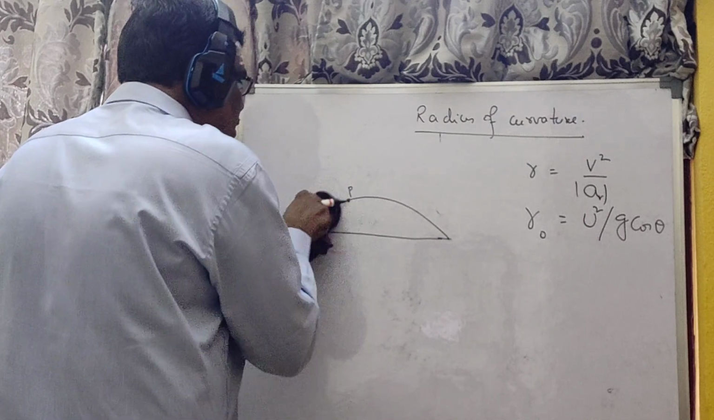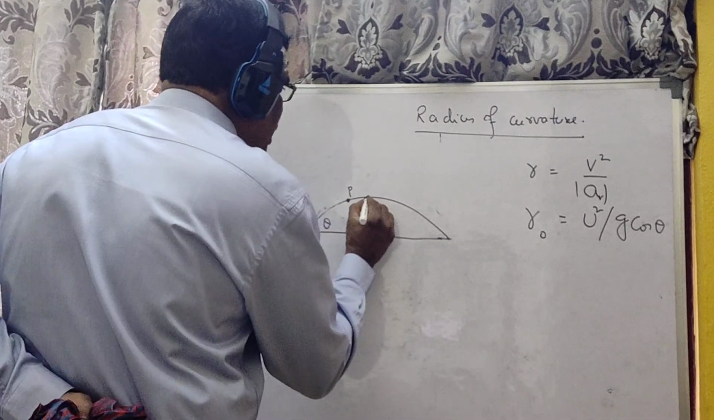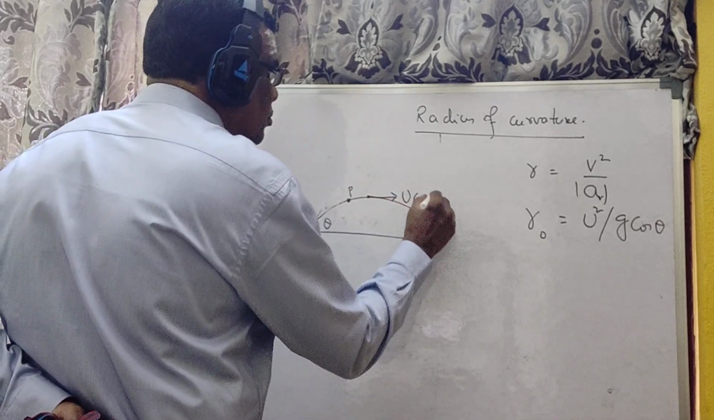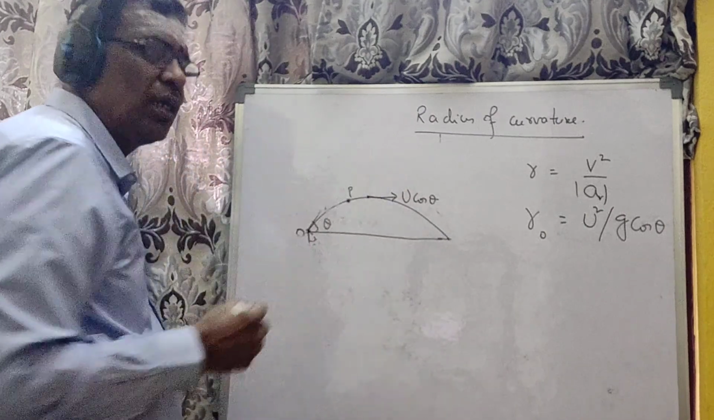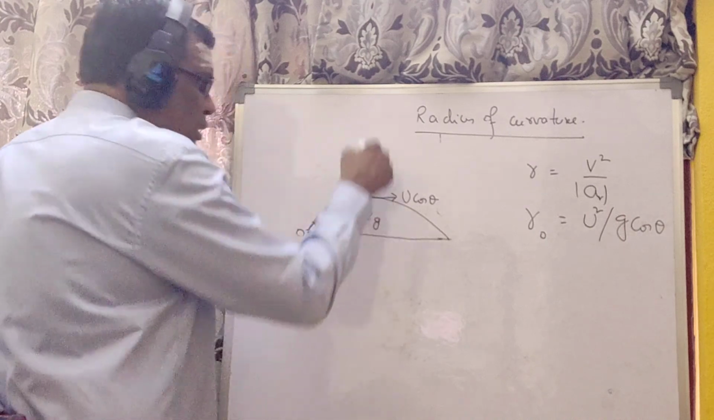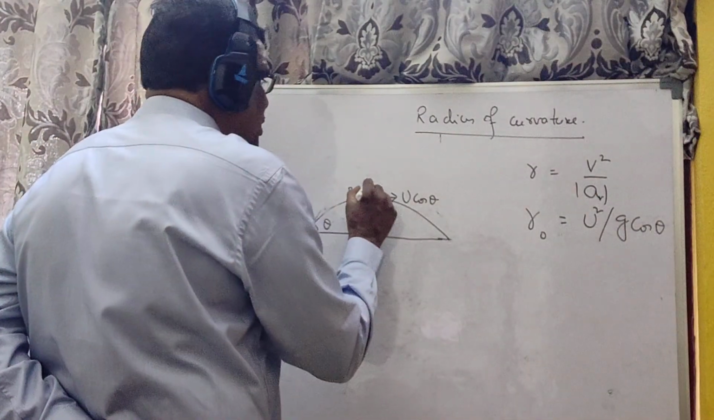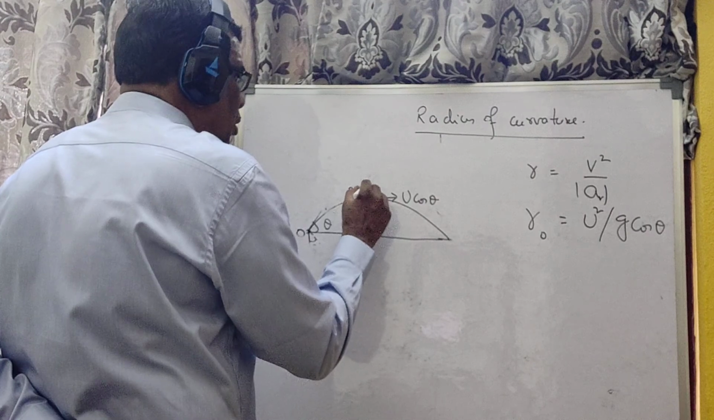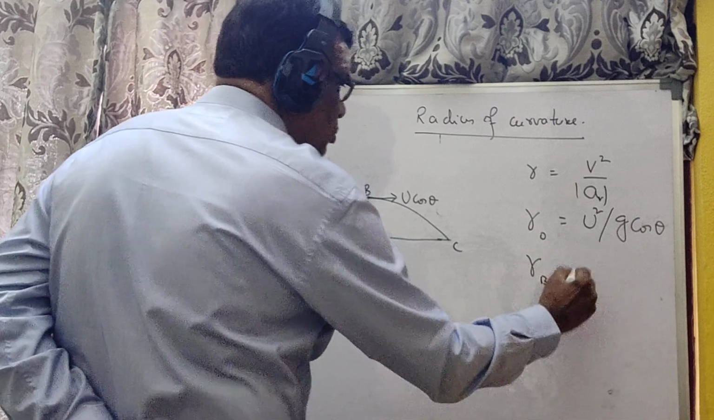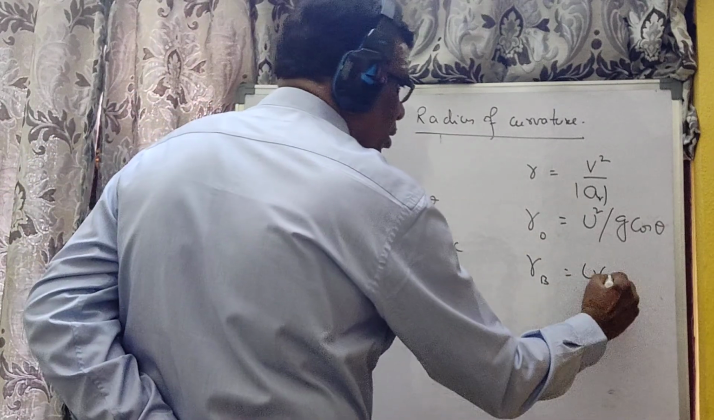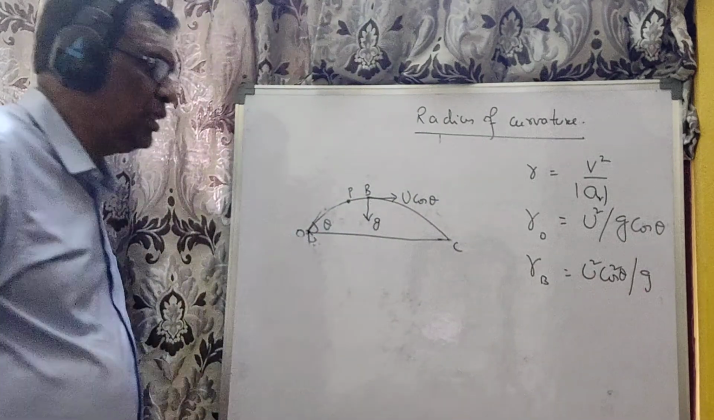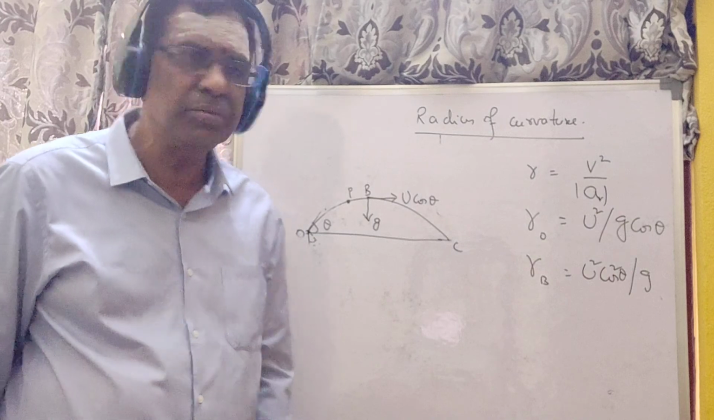Now, suppose I am taking the topmost point. You know what the velocity is there? u cos theta, because the vertical component is 0 there. And you know very well acceleration is like this. So if I call this point B, this is point C, at the highest point the radius is u cos theta whole square by g. See how greatly they are differing.